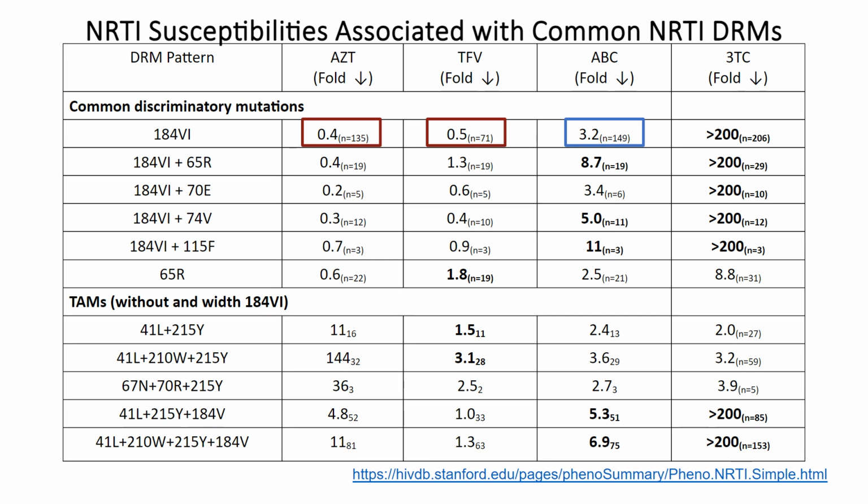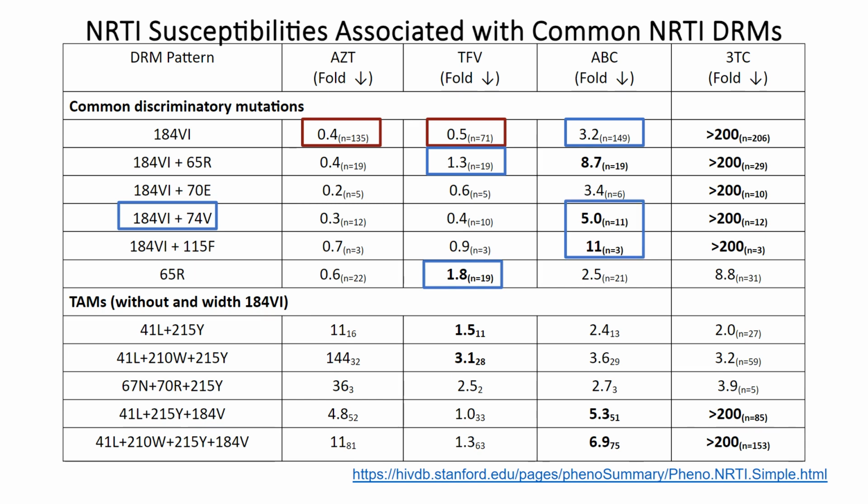K65R alone reduces tenofovir susceptibility about 2-fold, but in combination with M184V, the reduction in susceptibility is just 1.3-fold. K70E, a tenofovir-selected mutation, is associated with a minimal effect on susceptibility to each of the NRTIs.